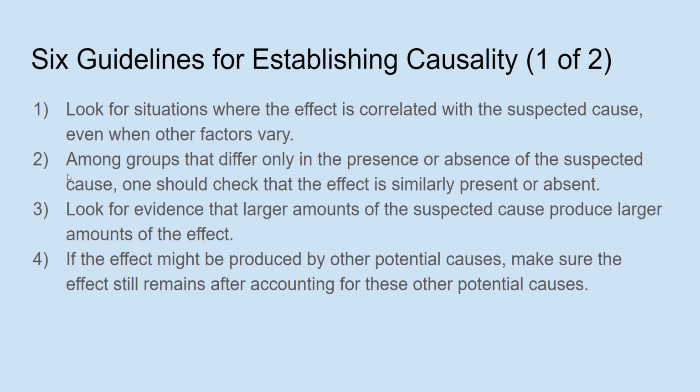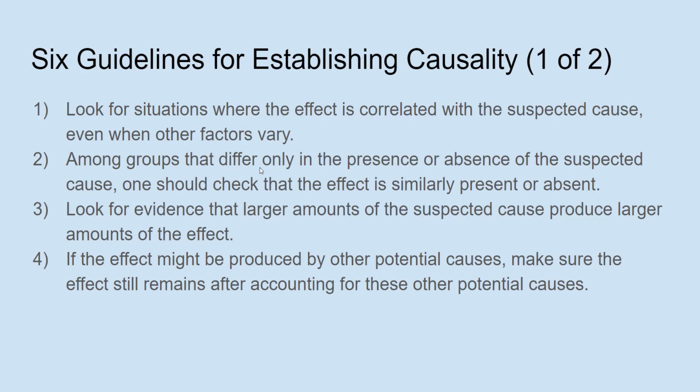For number 2, among groups that differ only in the presence or absence of the suspected cause, one should check that the effect is similarly present or absent. Back in the 80s, before it was established that smoking tobacco cigarettes led to lung cancer, scientists needed to establish that among groups of people that did smoke, there was a stronger presence of lung cancer. In groups that did not smoke, there was a lower prevalence of lung cancer.